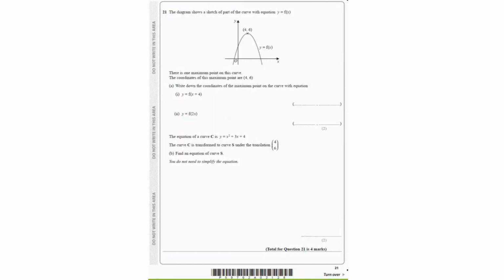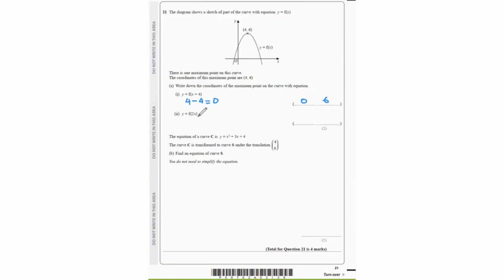Then, the diagram shows a sketch of part of the curve with equation y equals f of x. There is one maximum point on this curve. The coordinates of this maximum point are (4, 6). Write down the coordinates of the maximum point on the curve with equation y equals f of x plus 4. Something is being directly added to x, so we subtract that from the x value. So 4 minus 4, that's 0. So x becomes 0, y remains 6.